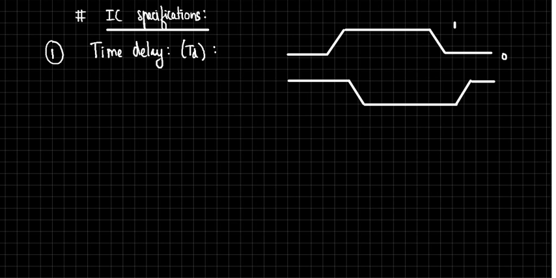So this is input, this is out. What I'm marking is 50% voltage levels. So this is 50%.